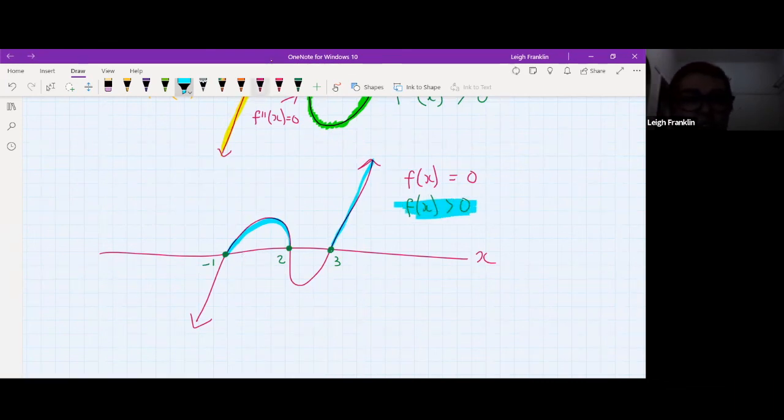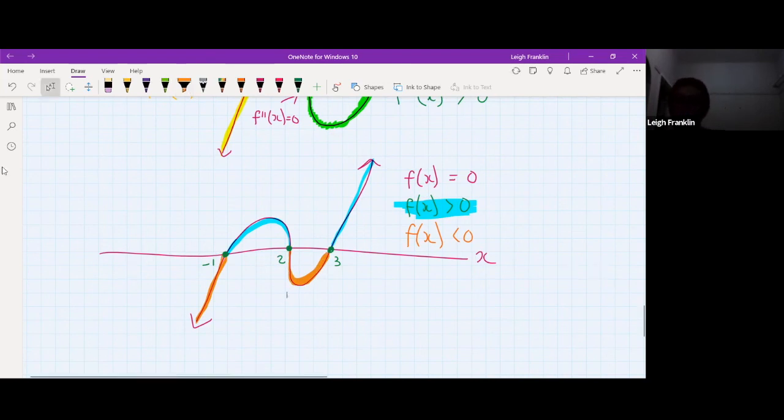If I say to you, where is y negative? Let's choose another color. Where is y negative? You're going to say below the x-axis, isn't it? So y will be negative here, or between those two.